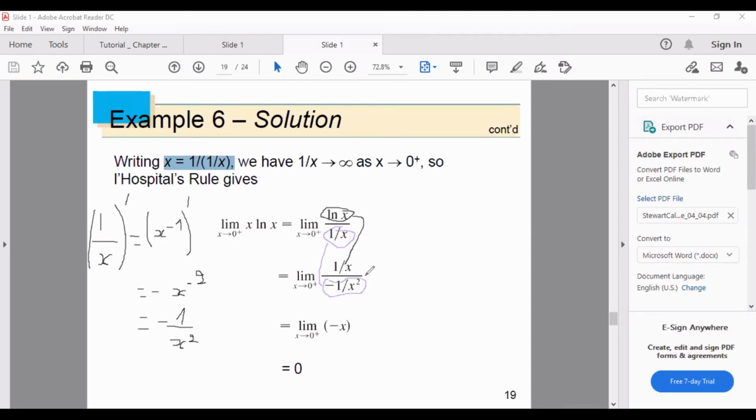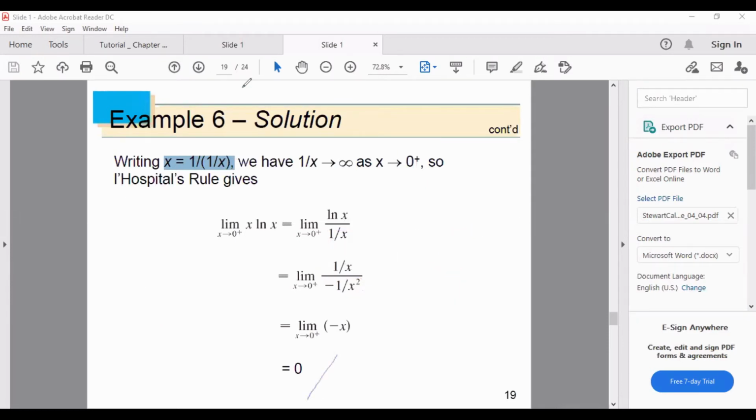And obviously here we can simplify a little bit. Why? Because 1 over x divided by minus 1 over x squared. Is it possible to simplify this or not? Maybe you can evaluate it easily. It's equal to negative x. Then the limit becomes 0.